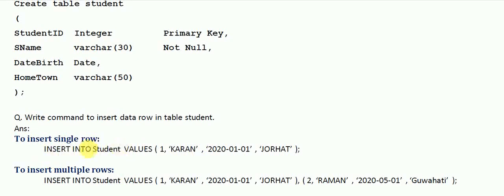Here we have inserted a single row, then to insert multiple rows, we can write it here, first row, then comma, then second row values, and at last the semicolon.